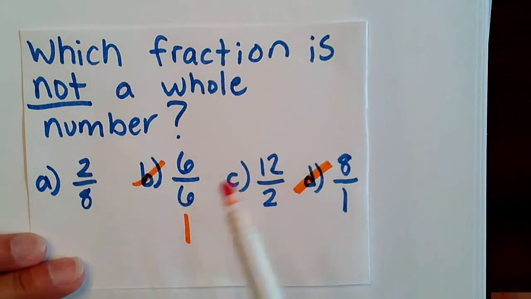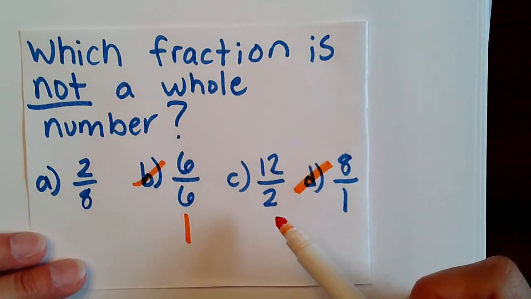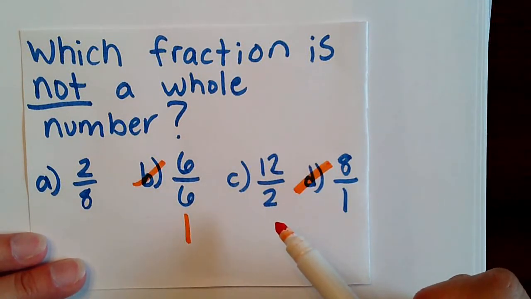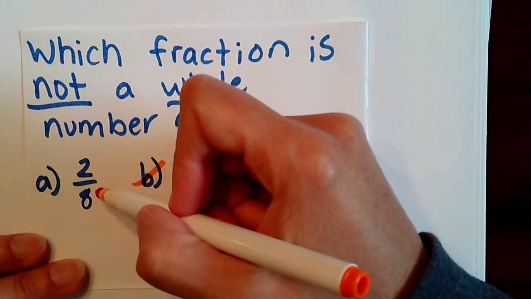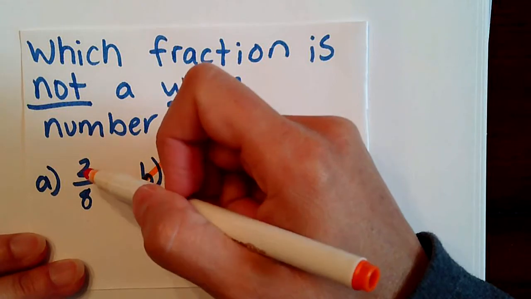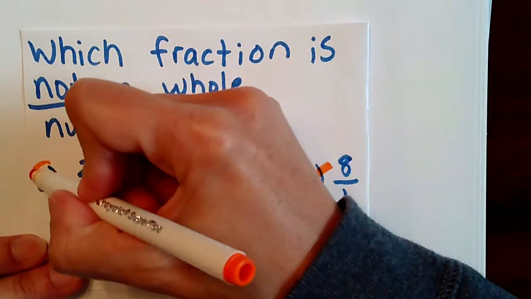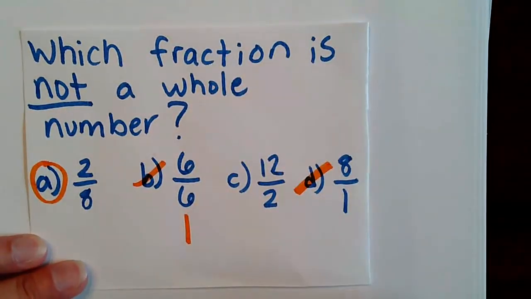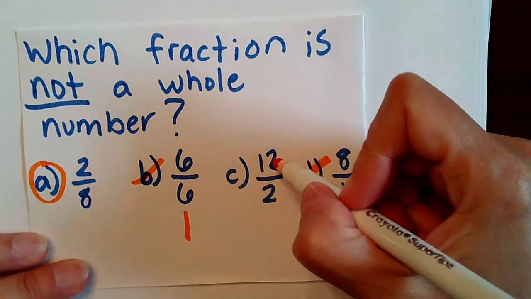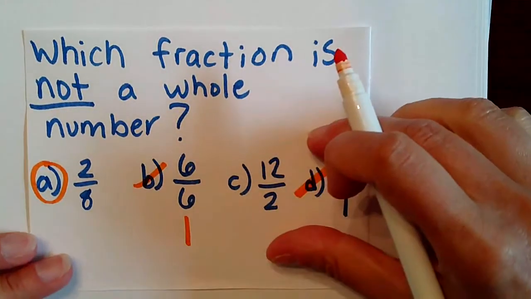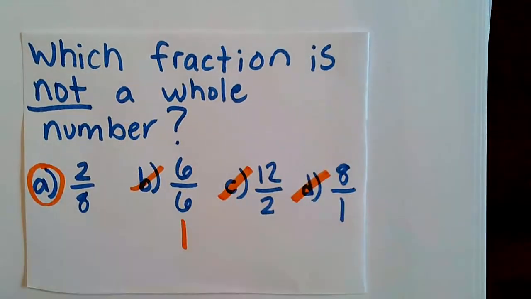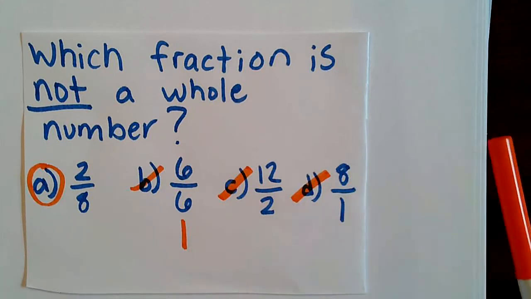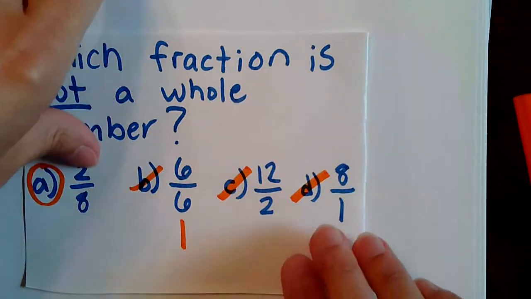Now we have 2 8s and 12 halves. Which one is not a whole number? Well, our numerator is less than our denominator here, so we know that this fraction is less than a whole. It's not a whole. 12 halves is more than a whole. So our answer for this one is 2 8s, the only fraction here that is not a whole number.